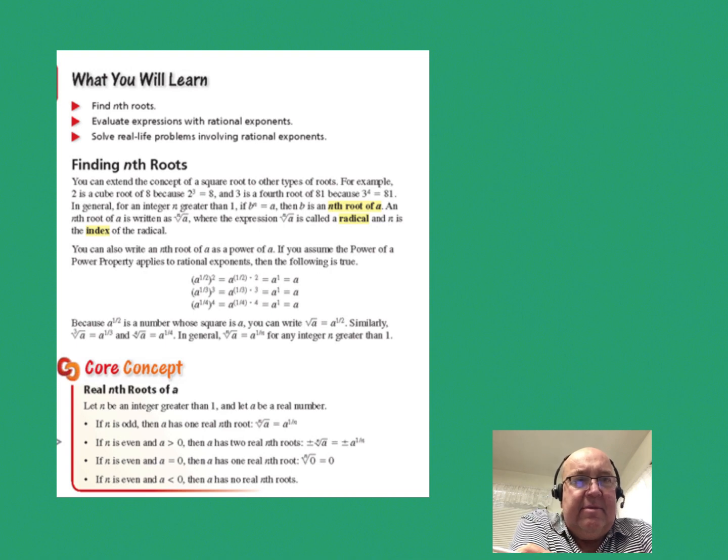So basically, I'm not going to go over the information listed right here. We're going to look at actually applying things, but do understand if a number is odd or the root that we're looking for is odd, there would be one root. So if the root were even, we would have a plus and minus.